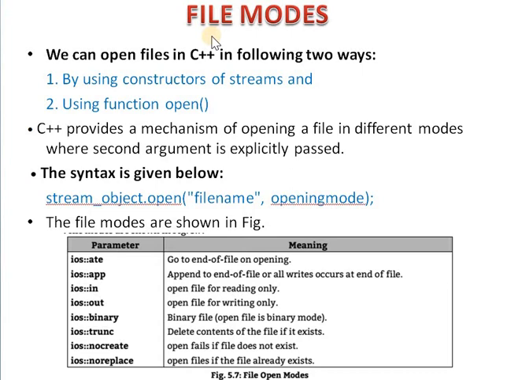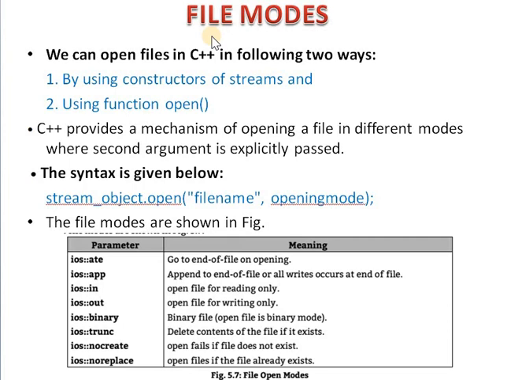In C++, for every file operation there exists a specific file mode. The file mode allows us to create, read, write, append or modify the file. File mode is nothing but file access right. That means in which mode the file should be open, that defines the particular file mode.